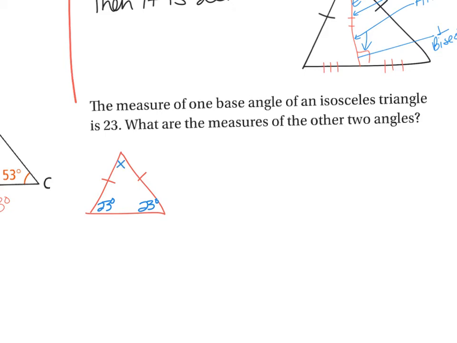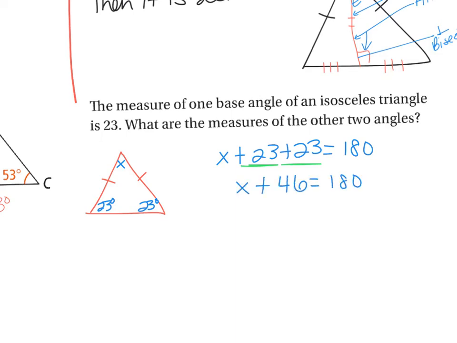I'll call it x. Well, your rules still apply whenever you have three angles of a triangle. The inside angles add up to be 180. So we're going to have x plus 23 plus 23 equals 180. Go ahead and combine your like terms. So x plus 46 equals 180. Subtract 46 from both sides. So you get x equals 134. So we found that this one is 134 degrees. Okay, so we found the other two angles.